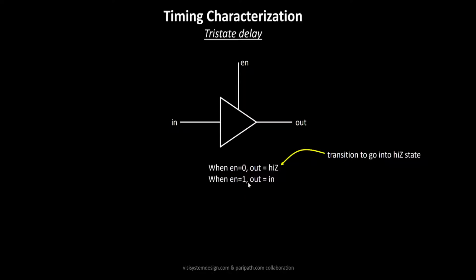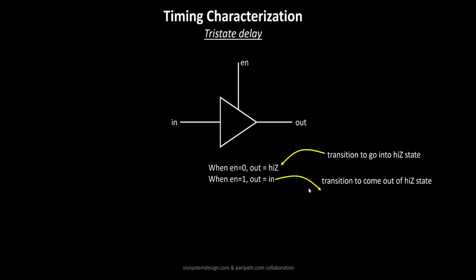Again, whenever your enable is equal to 1, the output has to follow the input, which means if the output was in a high impedance state, it has to come out of the high impedance state and follow the input pin. So there is another transition to come out of the high impedance state. Again, the transition can happen to logic 0 or logic 1, we don't know, but it has to come out of the high impedance state and enter into a known state, which could be either logic 0 or logic 1, depending upon the value of the input.